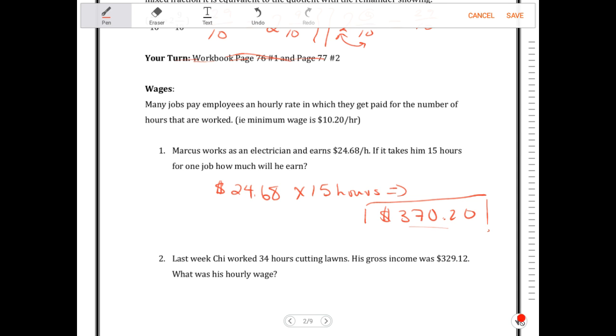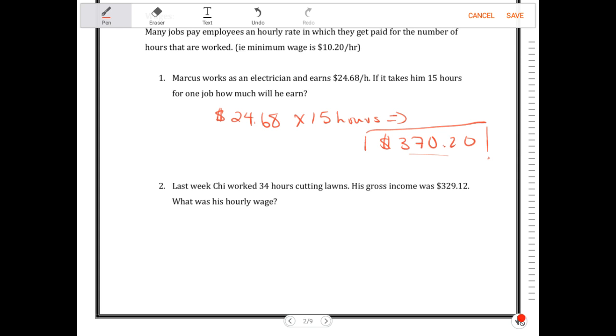Okay, we'll go on to example 2. This one is kind of a backwards way. A person worked 34 hours cutting lawns. The gross income was $329.12. What was the hourly wage? So basically what you're trying to figure out here is how much per hour of work.